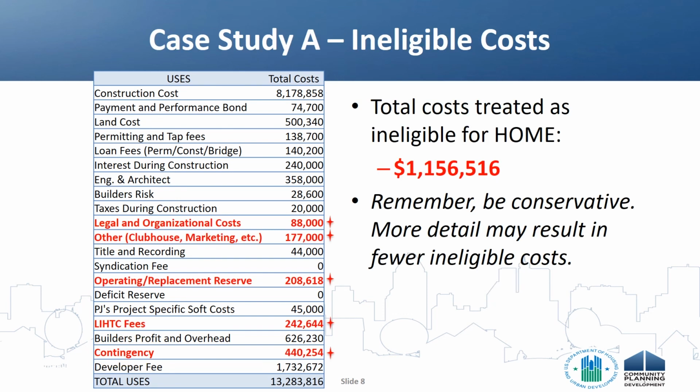So when it's all said and done, and keeping in mind the suggestion of erring on the side of caution, here's how I'm initially going to characterize the cost when it comes time to fill out the cost allocation worksheet for this project. Of the almost $13.3 million total project cost, we've identified just over $1.1 million of costs that are clearly or potentially ineligible for HOME. So later, when we use the Case Study A information to fill out the proration method worksheet, we'll come back to these numbers and see how they all play out.